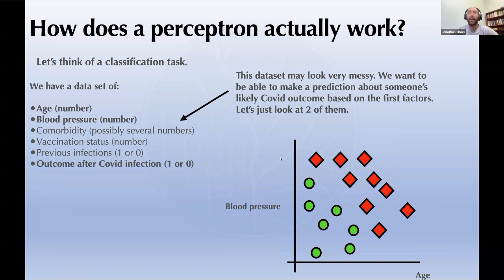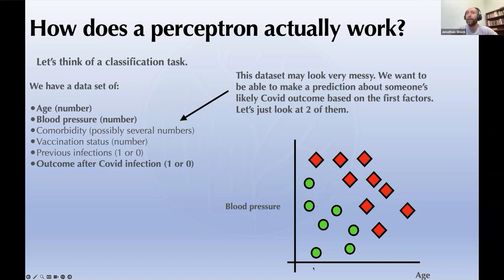Let's say we have a data set, maybe age and blood pressure, maybe comorbidity, vaccination status, previous infections, and maybe something about an outcome after COVID. And we want to be able to make predictions. A new person comes into the clinic, and we want to make a prediction. Are they likely to have a severe or a less severe infection? What's the outcome likely to be?